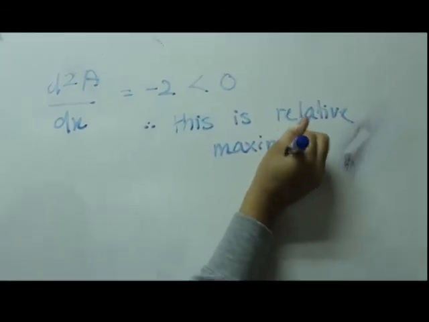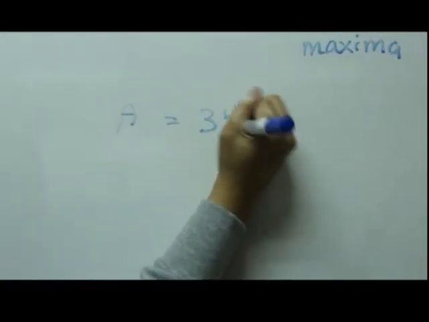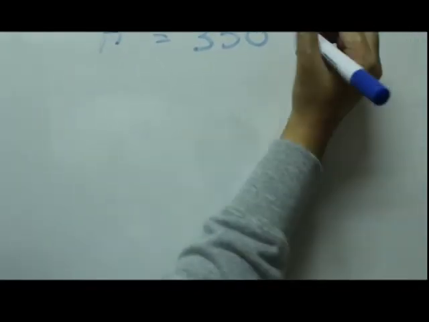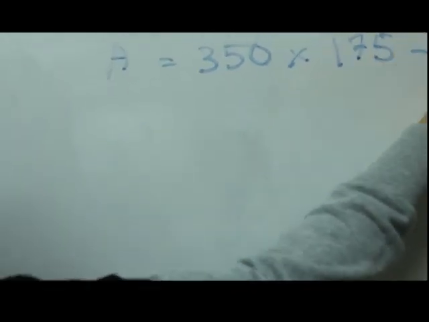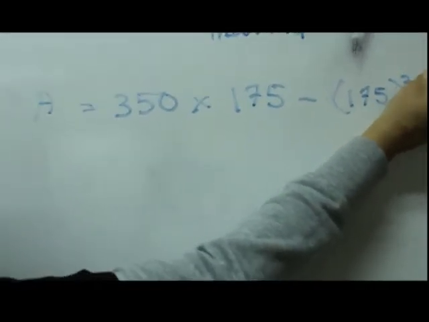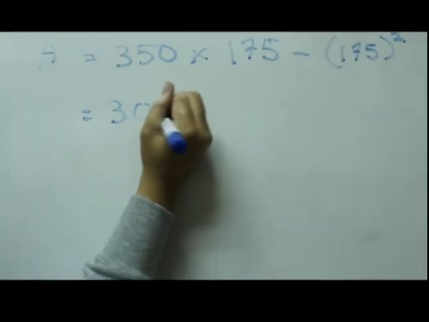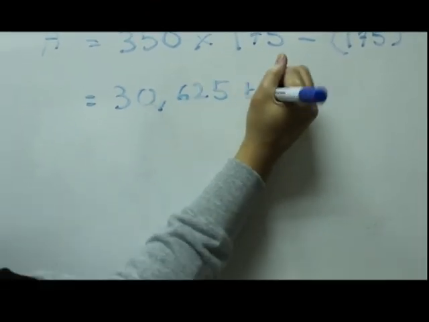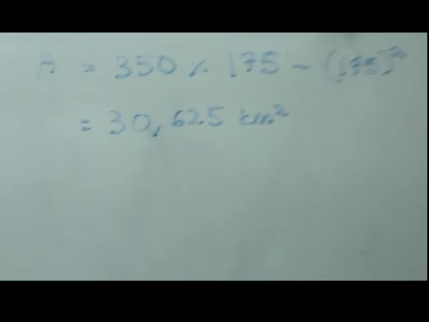To find the area, we substitute all the calculated values. The answer for that is 30,625 kilometers squared. In conclusion, we have decided to use the shape of the circle for the conservatory area despite it being relative minima, because it has a larger area for the grounds compared to the area of the rectangle.